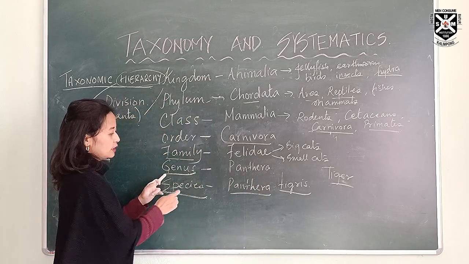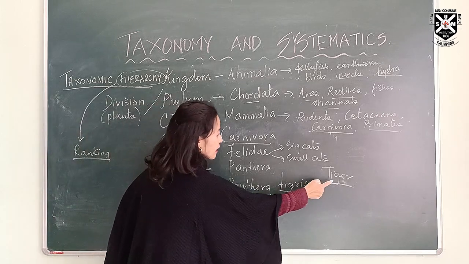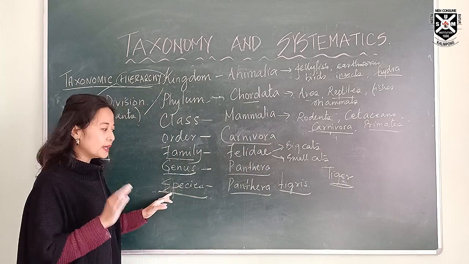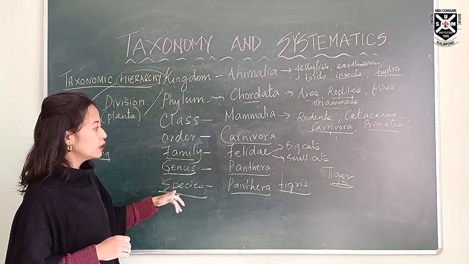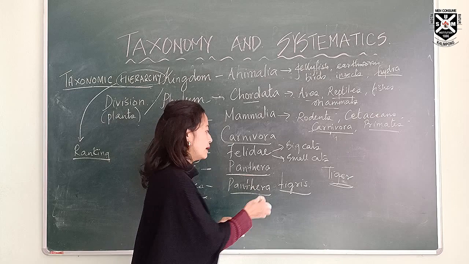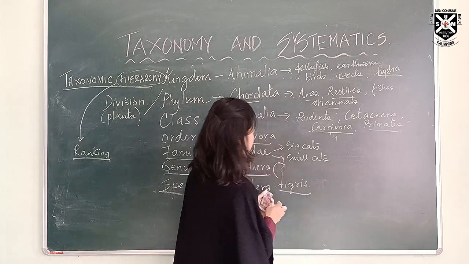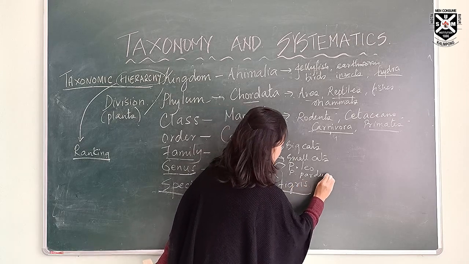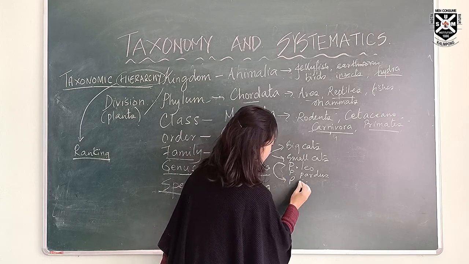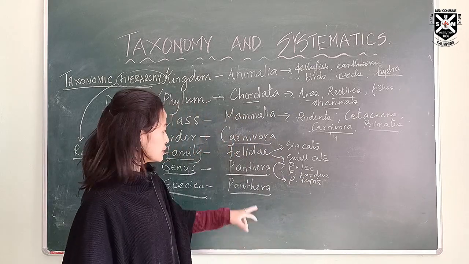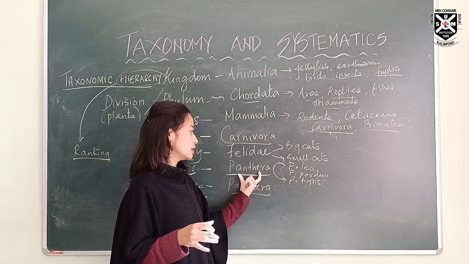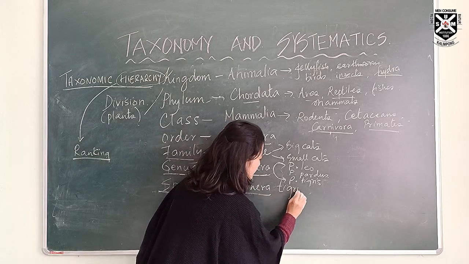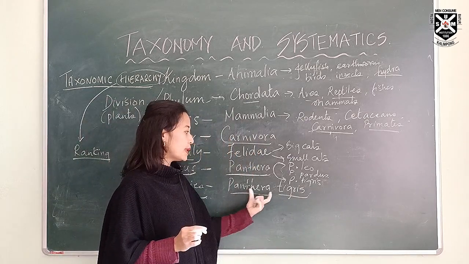In the next category, that is the genus, we keep our animal in question under Panthera. Lastly, at the most basic, lowest level of the taxonomic hierarchy, we are talking about the different types under genus Panthera: Panthera leo, Panthera pardus, Panthera tigris. So there are different animals under this group, Panthera. But our animal in question here is Panthera tigris. So at the most basic level, we write Panthera tigris.